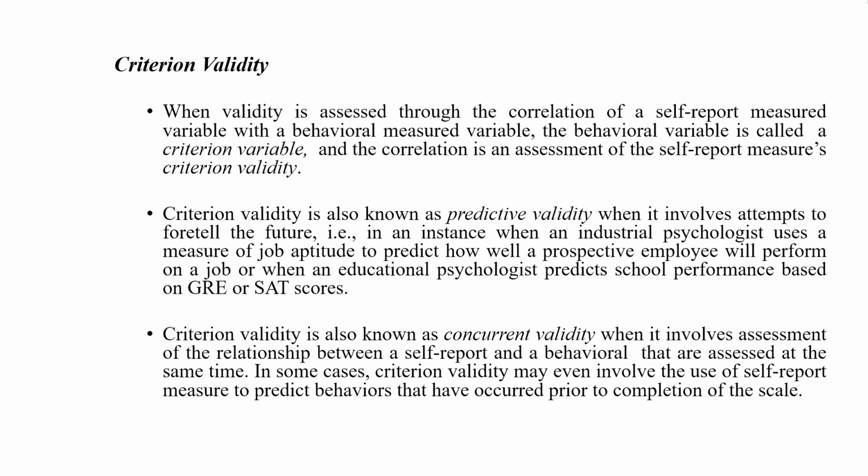Now, sometimes what can happen is that you have one measure and you are basically comparing this measure with the other one. If you are doing that, when the validity is being assessed through the correlation, let us say, of a self-report measure with a behaviorally measured variable, let us say reaction times on a particular test, then the behavioral measure will be called the criterion variable, and the correlation will give you the assessment of the criterion validity of the self-report measure. Criterion validity can also be referred to as predictive validity when it involves, let us say, attempts to predict what is going to happen in the future.